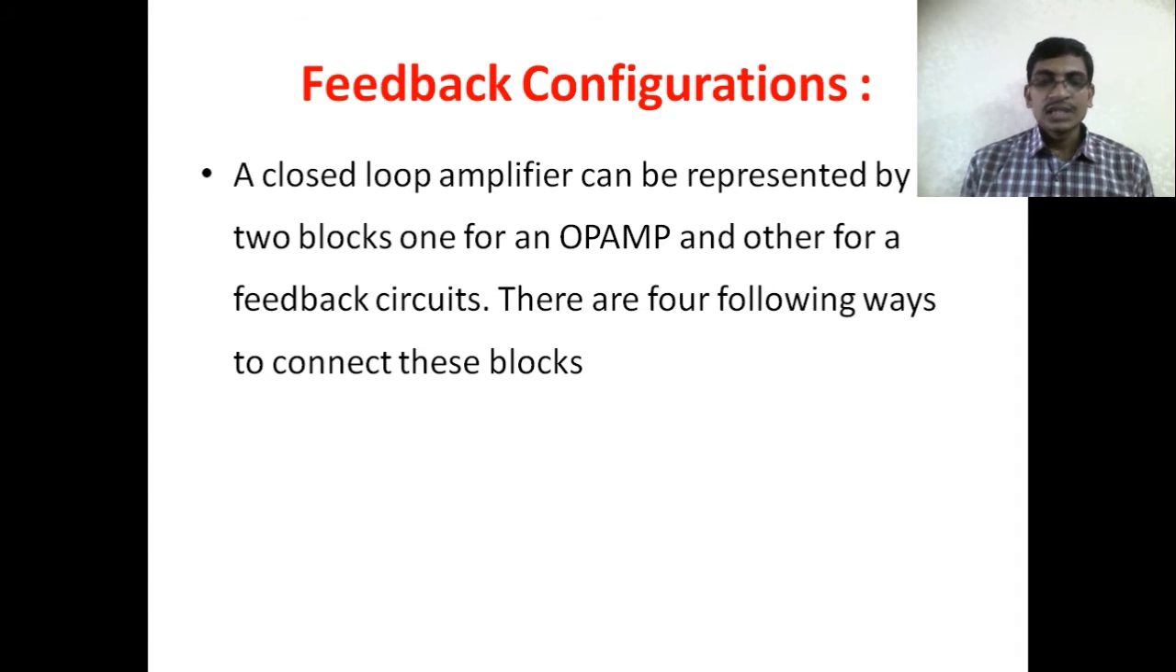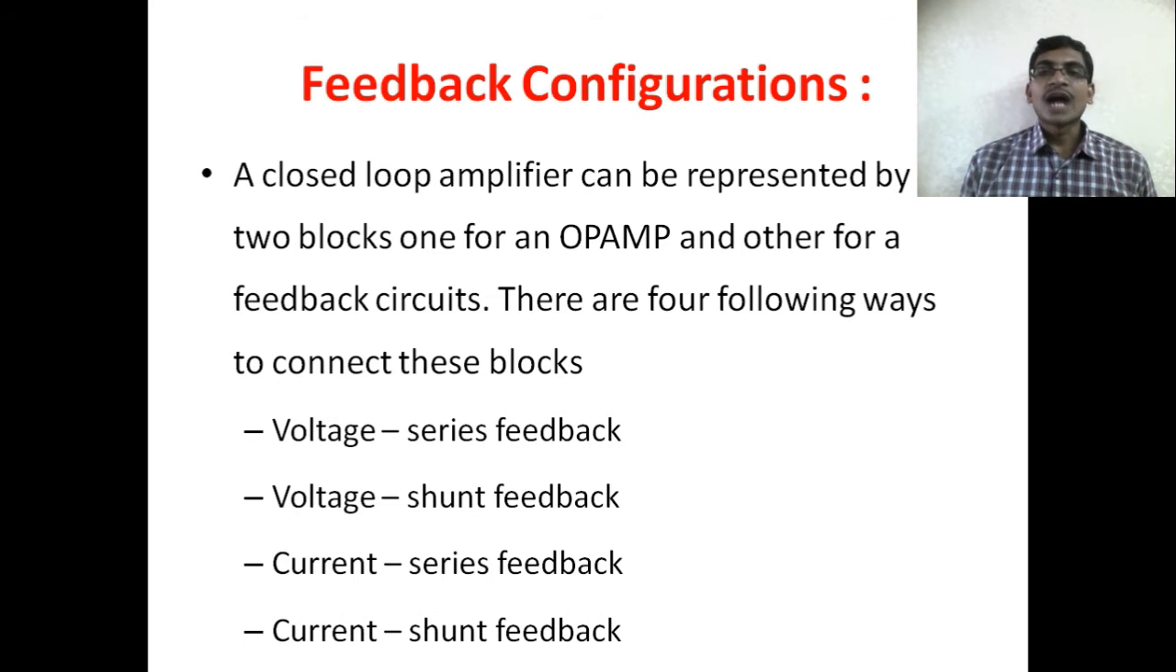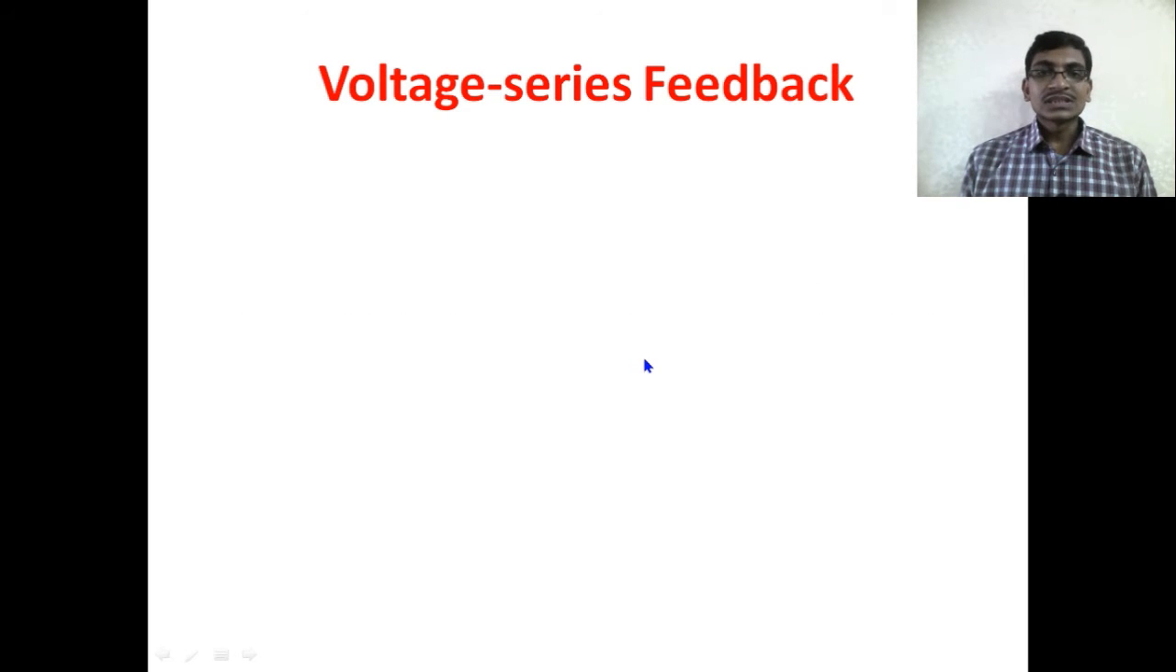These four major feedback configurations are voltage series feedback, voltage shunt feedback, current series feedback, and current shunt feedback. These four are very important. Of these, the main configurations used in operational amplifiers are voltage series feedback and voltage shunt feedback. These two are more important than the remaining two. Let us see the block diagrams of these configurations.